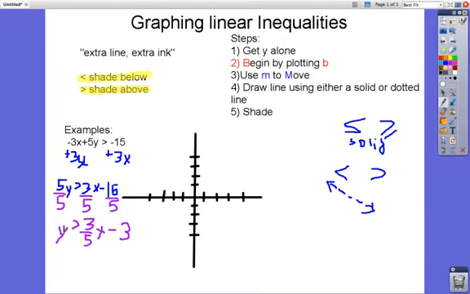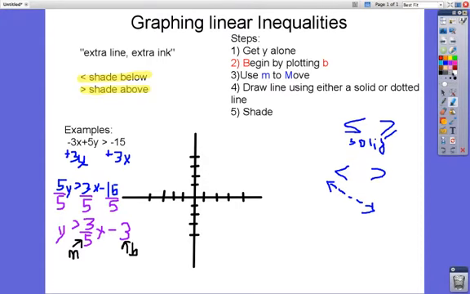So now that we have y by itself, it's in y equals mx plus b form. We know that m is this number. It's always the number attached to x. And b is -3.